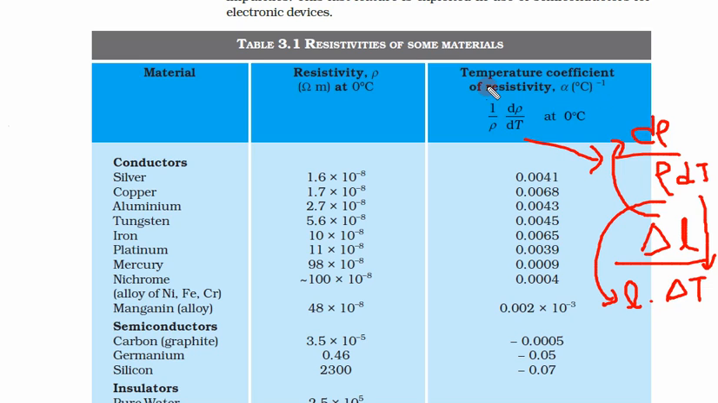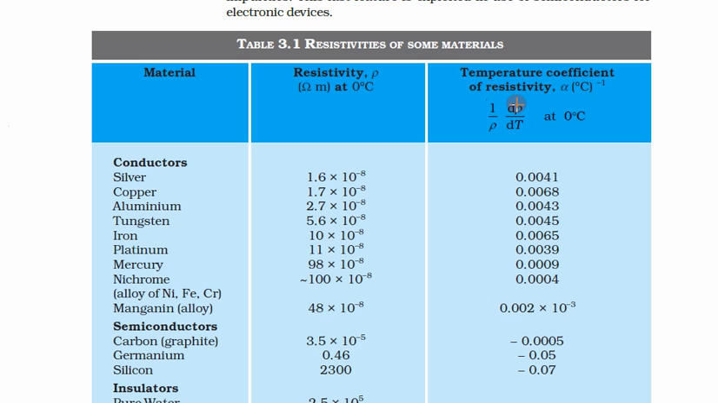So what is the temperature coefficient of resistivity? Change in resistivity per unit temperature. The dimensions of resistivity and change in resistivity cancel out, so the unit is only per degree centigrade. The unit of delta rho, the change in rho, is the same, ohm meter, and this also has ohm meter, and this has a unit of degree centigrade. So this cancels out, and the unit is degree centigrade inverse.